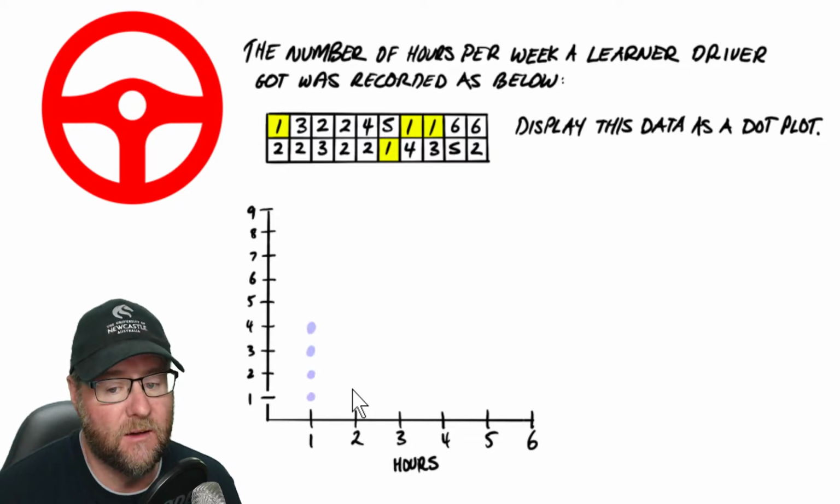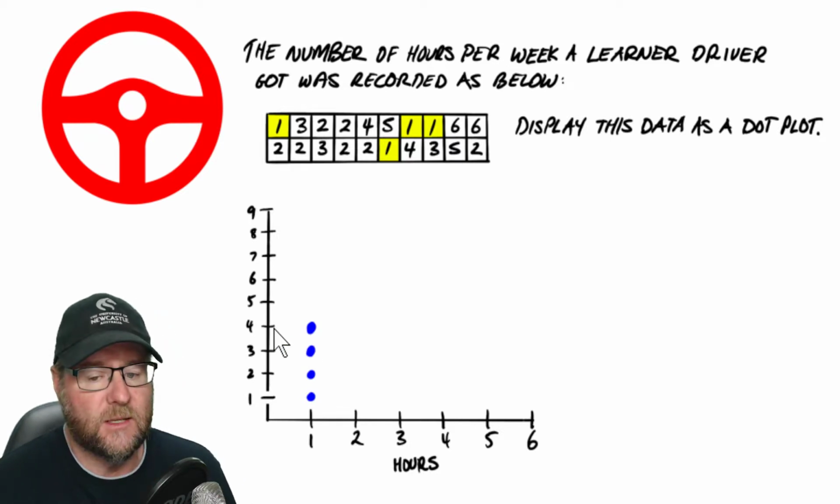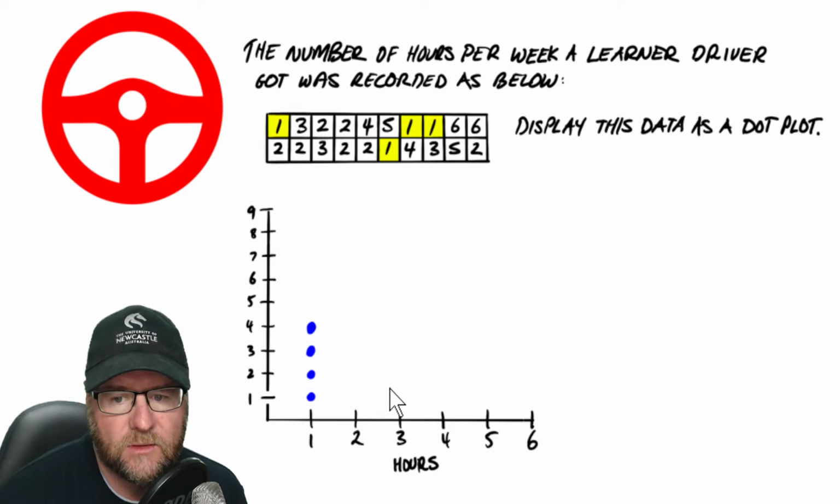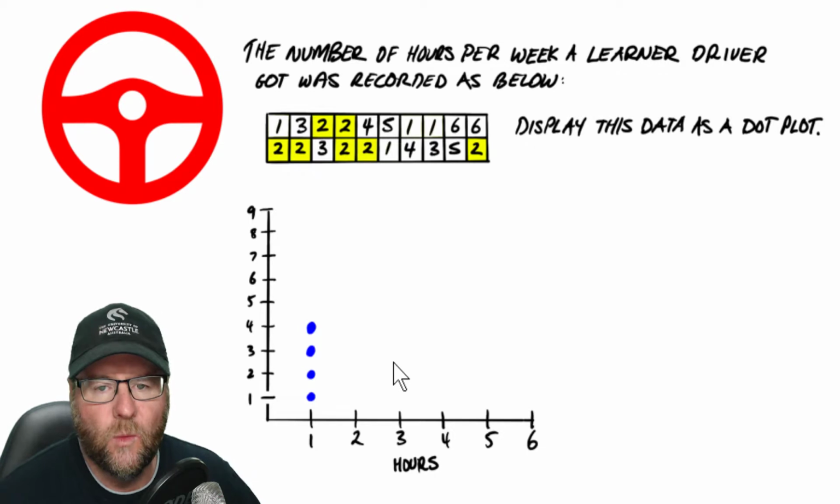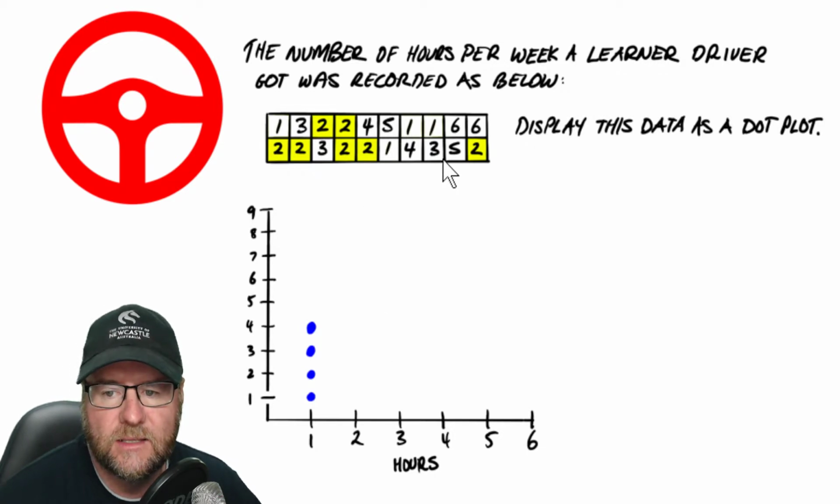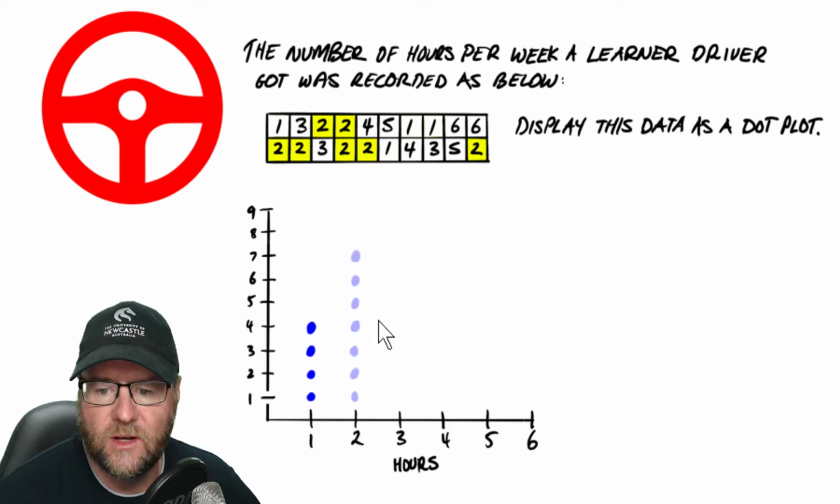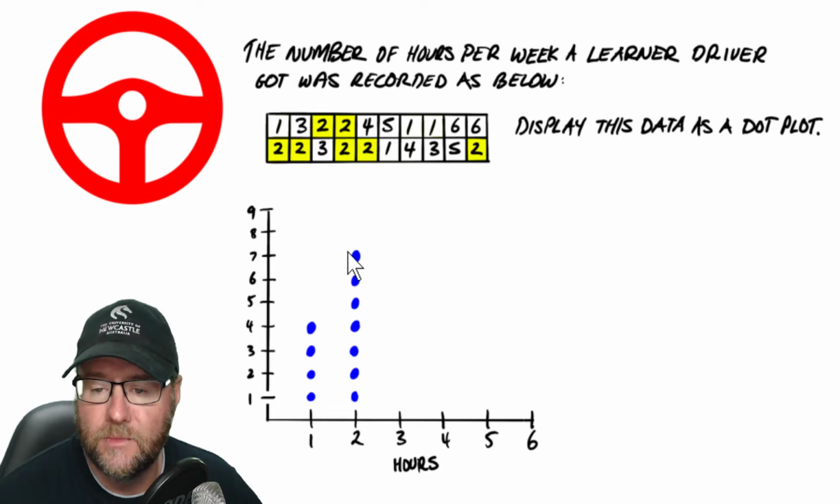Guess what that means? 4 dots. 1, 2, 3, 4. Okay, lining up with the 4 here. So I've now got 4 dots representing the fact that there were 4 weeks that he got 1 hour's driving in. Let's do the same thing now for looking at 2. How many weeks did he get to drive for 2 hours? And I can see that there are 7 occasions that he got 2 hours driving in. So my dot plot will have 7 dots, right up here, lining up with the 7.